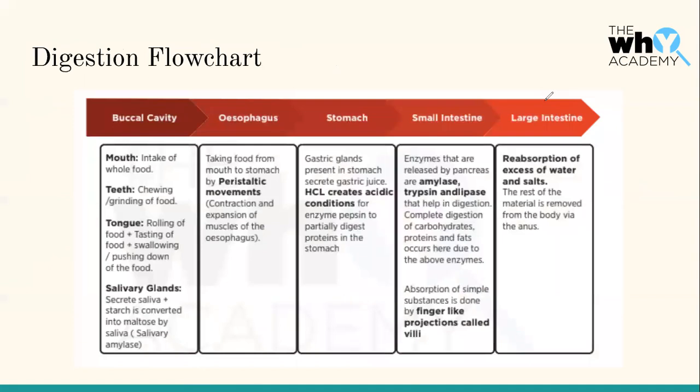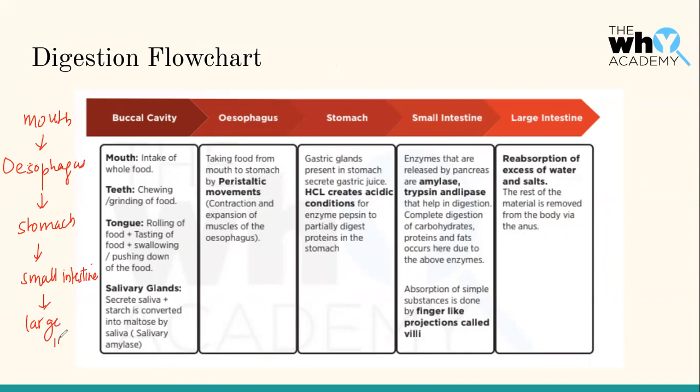Okay, yes. So what happens in humans is we first have, of course, you must be knowing, right? First we have our mouth. Then we have the esophagus, right? Then we have our stomach. Then we have our small intestine. Then we have our large intestine. And finally, we have the anus. Correct. Okay. So digestion starts at the mouth itself, right? So in the mouth you usually take in food.